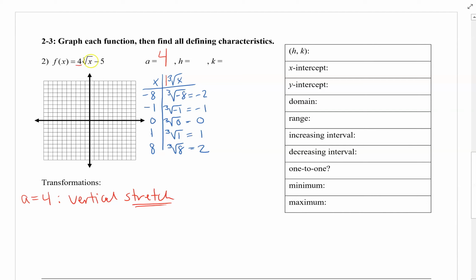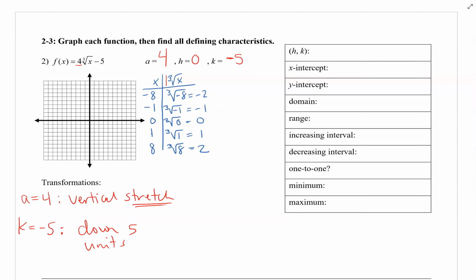I look inside my cube root, I don't see anything there. That means h is 0. So h is always the thing that sort of happens inside the function with x. If nothing's underneath that cube root, that means h is 0. Then I notice there's a number being subtracted after the cube root. That would be my k value of -5. So since I have a k value of -5, that means that my graph is going to shift down 5 units. Down, it's a vertical shift because it's the k value, not the h value.